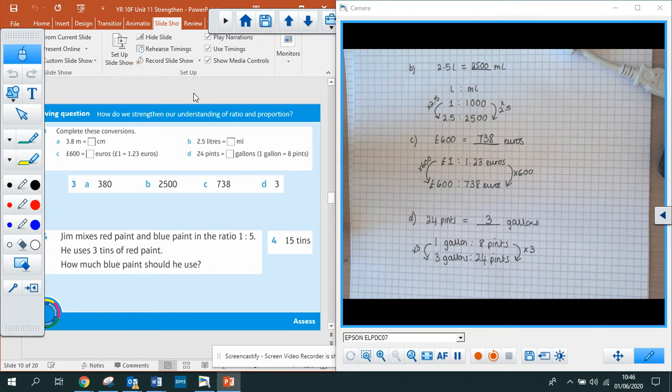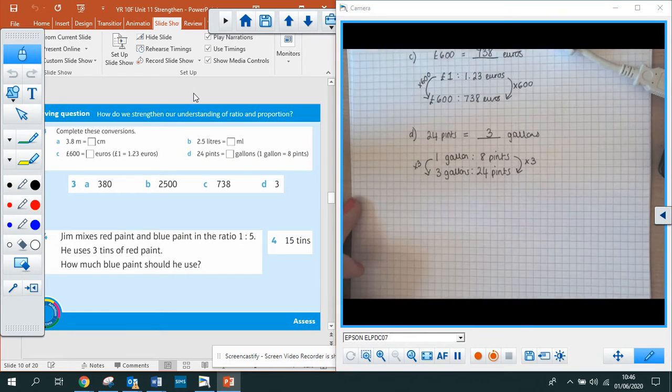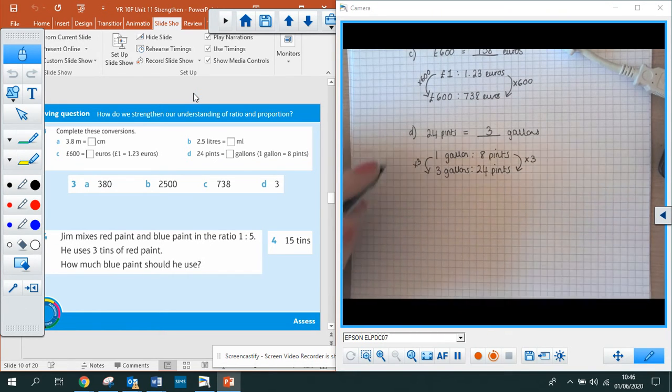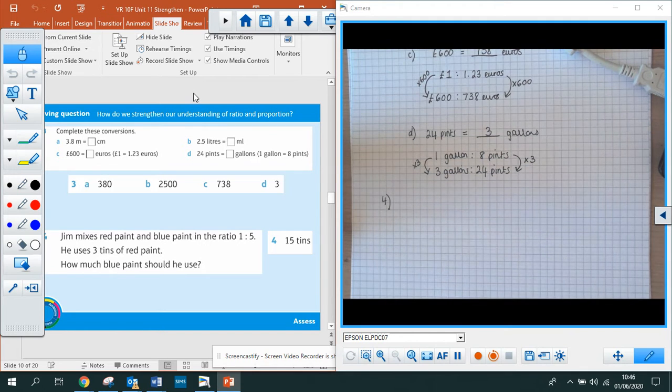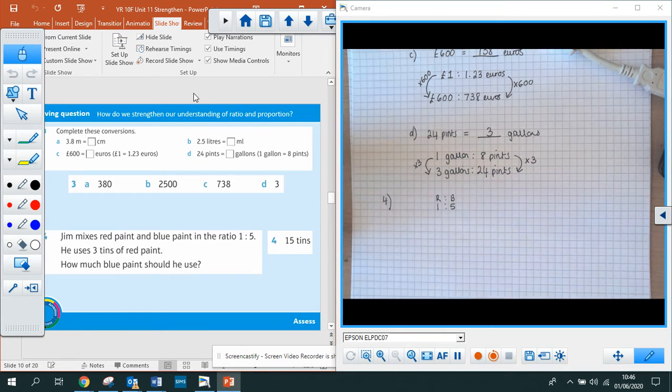And there's your answer. Okay, well done if you did those. Once you get your head around the method, you should be able to do those with no problem, okay? So question 4. Jim mixes red paint and blue paint in the ratio 1 to 5. So you've got a ratio of 1 to 5, and that's red to blue. Okay, remember the ratio comes in the way that the question says it. He uses 3 tins of red paint. How much blue paint should he use?